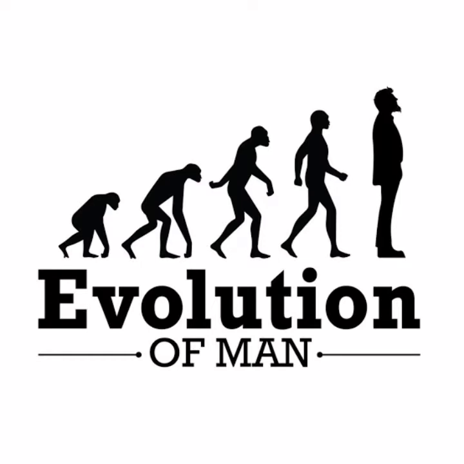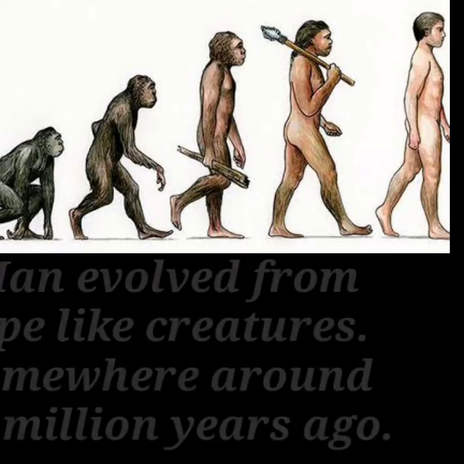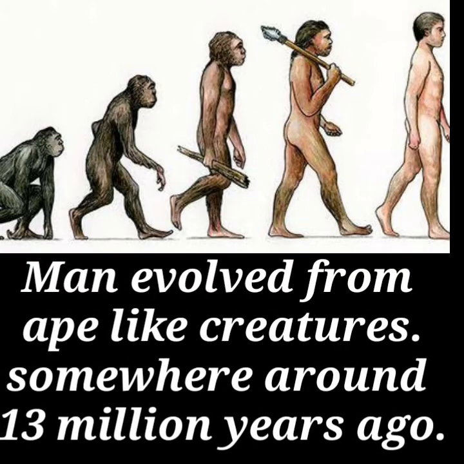It is said that early man evolved from ape-like creatures somewhere around 13 million years ago. The most striking feature of the ape man or ape-like creature was that he could not walk straight. He also had a lot of hairs all over his body as well as a tail.